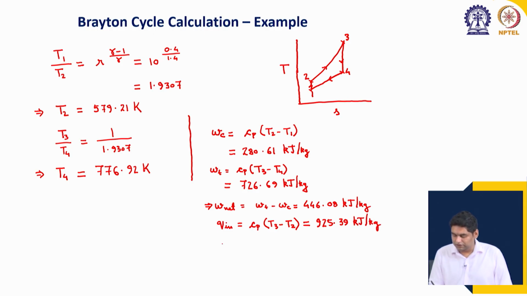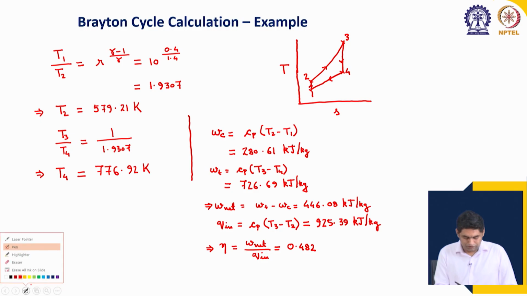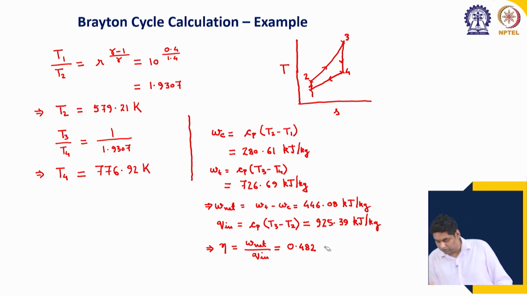Thus, finally, the efficiency, which is equal to W net by Q in, comes out to be equal to 0.482, that is 48.2% for the simple cycle, because this is ideal. In general, for a real cycle with this simplified form, considering all losses, the efficiency will come down to a much lower value, in the lower 30s percentage probably. Here it is 48.2%. Just let me correct this one.